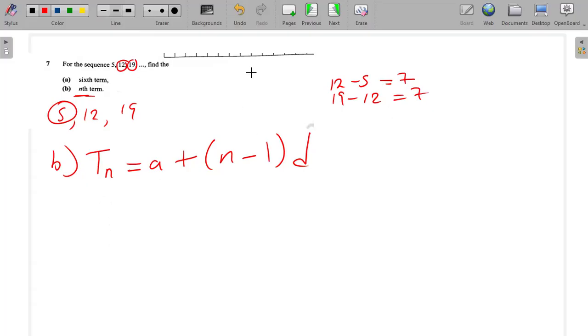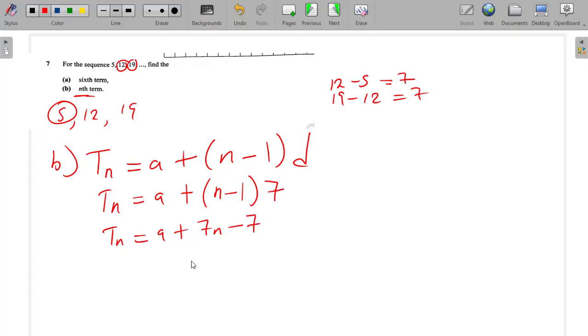That's what we have, so we can come up with the expression. For the nth term, we're assuming we don't know what we are looking for. So the nth term will be equal to A plus (n minus 1), and then d is 7. So the nth term that we don't know will be equal to A plus, and now here we open the brackets, so we expand. 7 times n is 7n, and 7 times -1 is -7. So that's what I have, right?